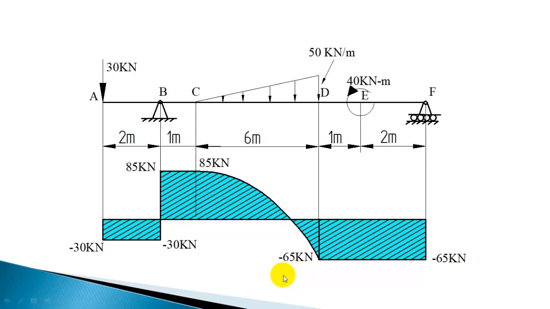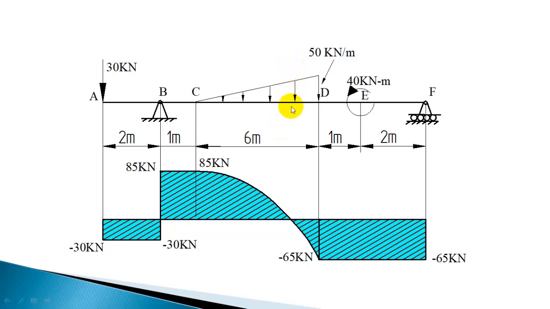Slope 0 means there will be a peak, and that peak point has to be marked. You have to identify at what distance this shear force is coming to 0, and then corresponding to this point you should calculate the bending moment.